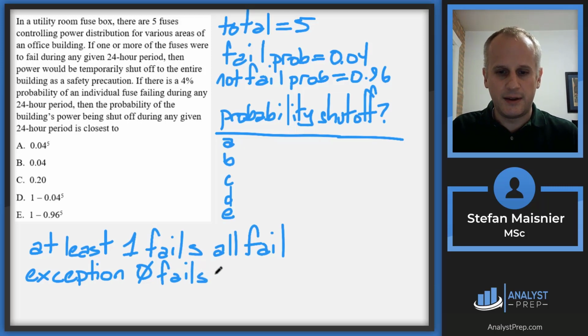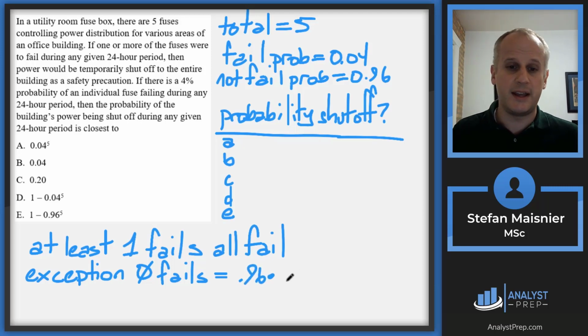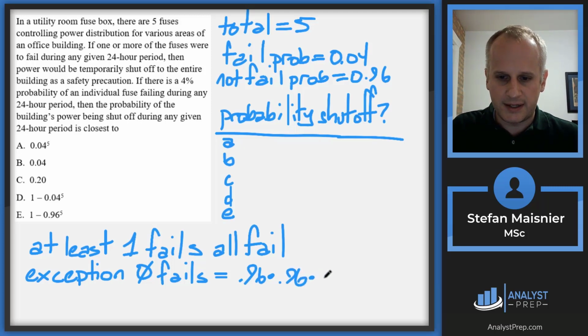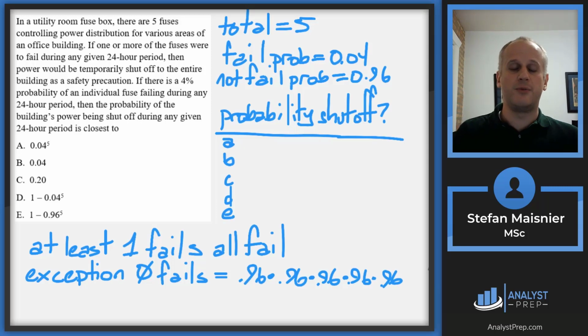And the probability of 0 fails is going to be that all 5 have a 0.96. And since we want a not fail and another not fail and another not fail to get to the exact exception scenario of 0 fails, we know we're going to have 0.96 times itself 5 times. So that's our one situation where there isn't a shutoff.